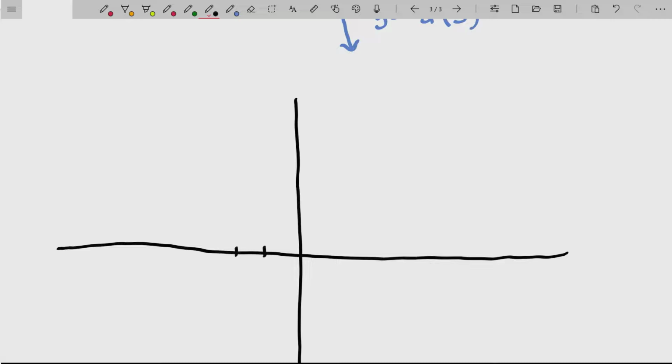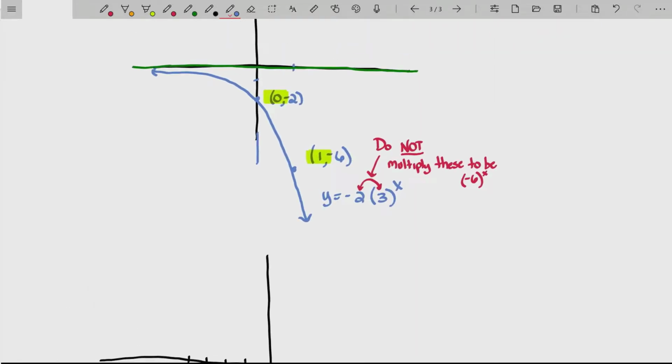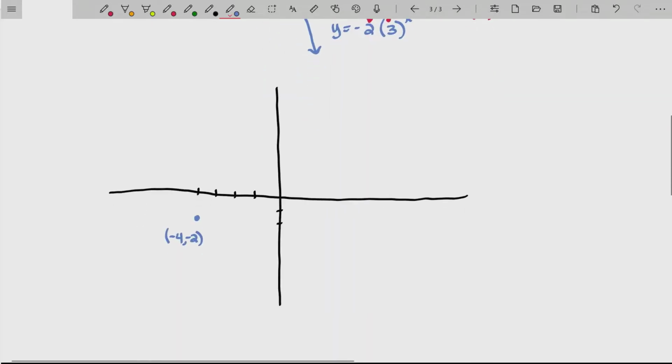-4, 1, 2, 3, 4, -2, 1, 2. So there we go. There's our point. I was using blue. I'm going to label that -4, -2. The other point we had was 1, -6. And again, I'm going to lose 4 from the x value. So it'll be a -3, -6.